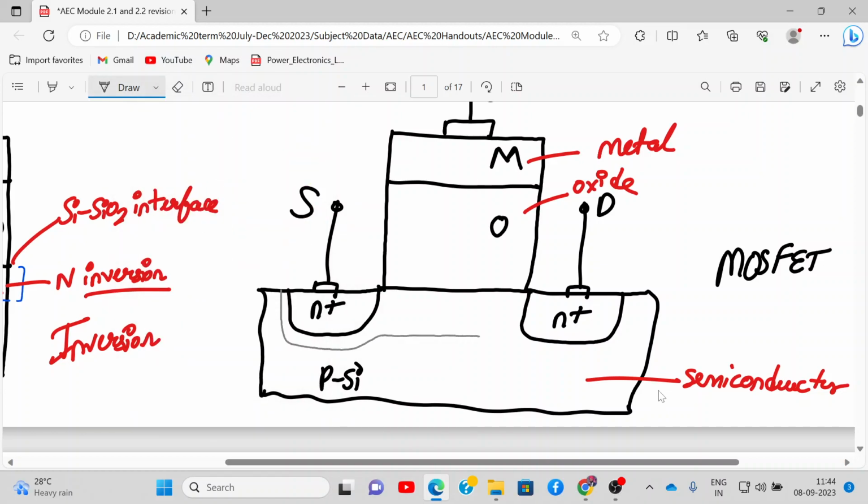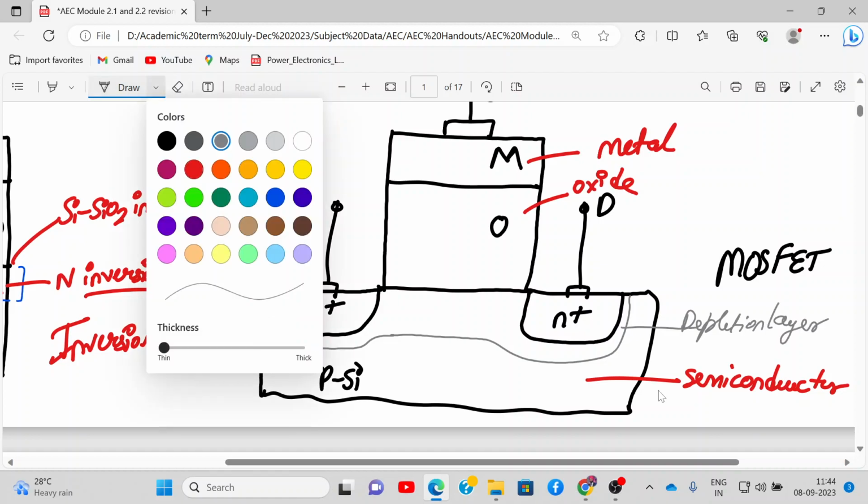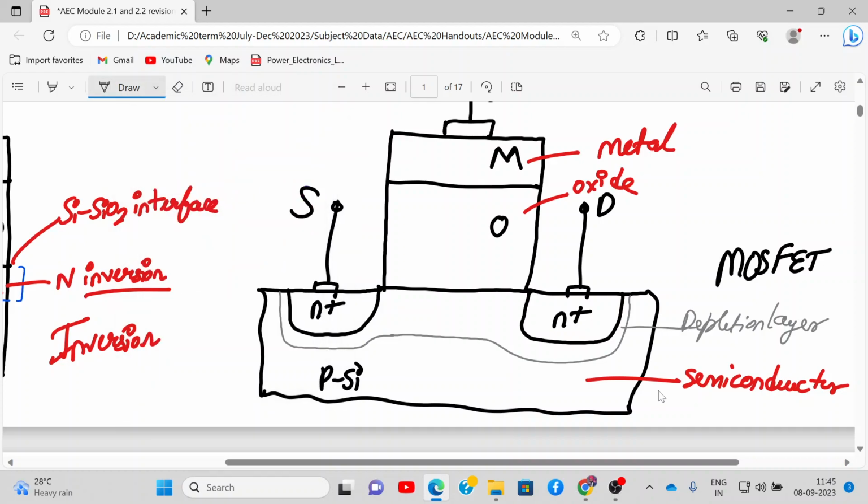This is my depletion layer. Okay, this is my depletion layer. Okay, present. Now, what is the advantage of adding N plus source and drain?